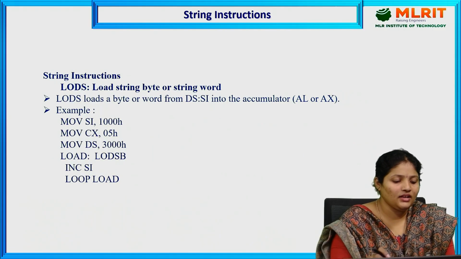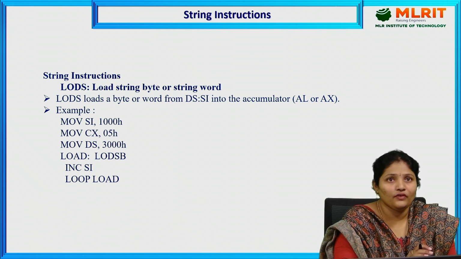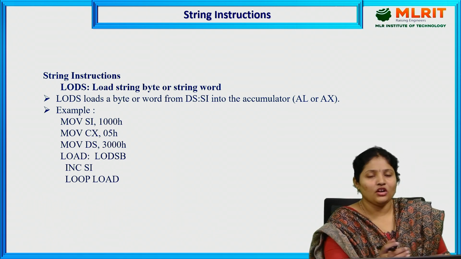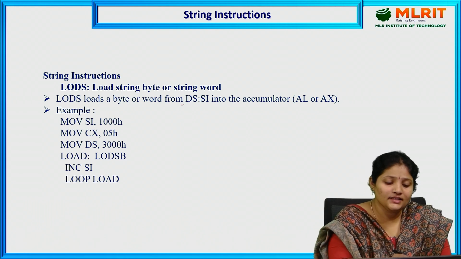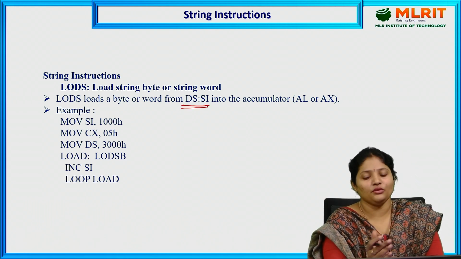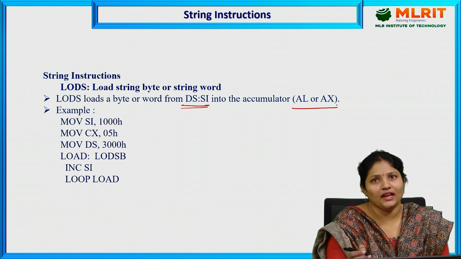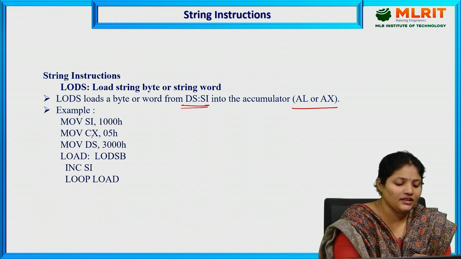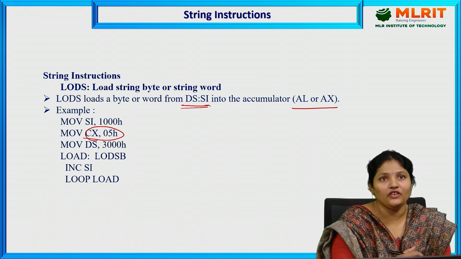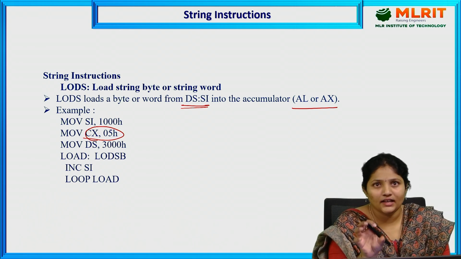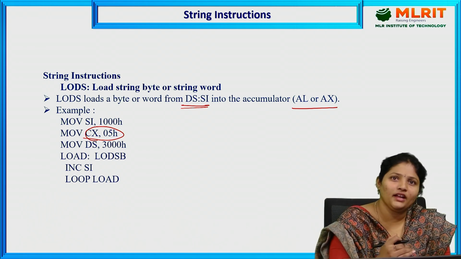So coming to the string instructions, load string byte. Whatever data is present at DS:SI is moved to the accumulator register AL or AX. It will search until count equals 0. The data in memory at the DS:SI location will be loaded to the accumulator.